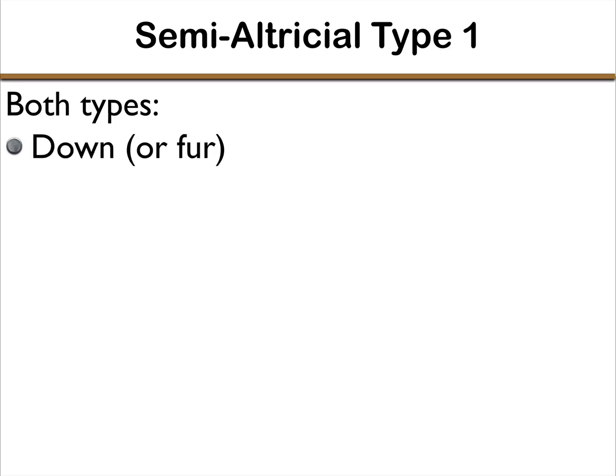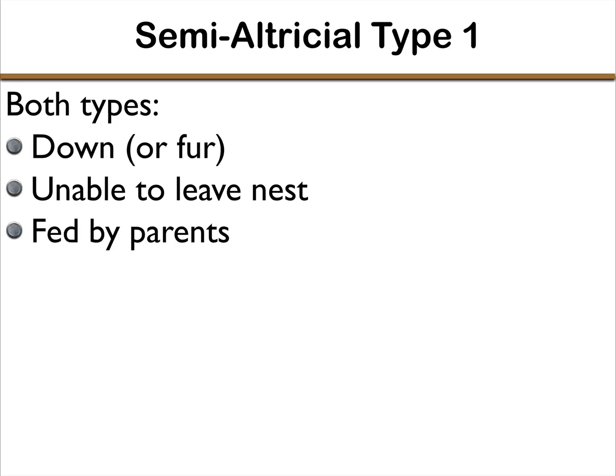Okay, moving on to the continuum again, semi-altricial type 1. So you can see the defining characteristics. Now, both types of semi-altricial species, type 1 and type 2, have some down, or fur for mammals. They're unable to leave the nest, though, therefore they're still fed by their parents. Type 1, the eyes are still closed like they were in the fully altricial form.